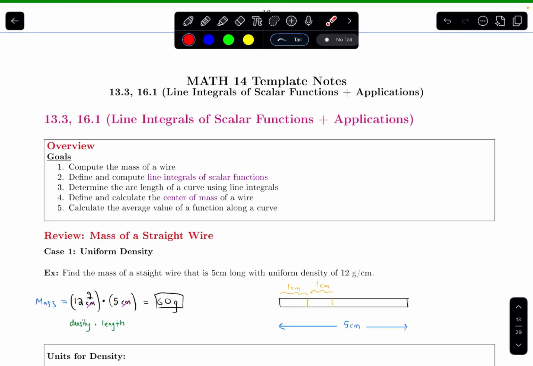All right, so in terms of our goals for this section, we've made it to the end. We did things out of order a little bit, but we finished the last goal. How do we calculate the center of mass of a wire?